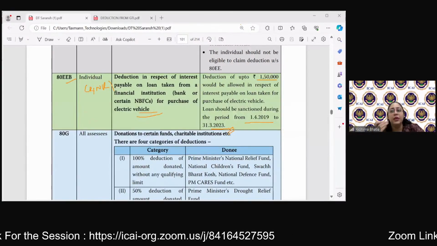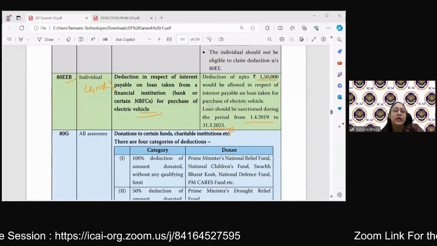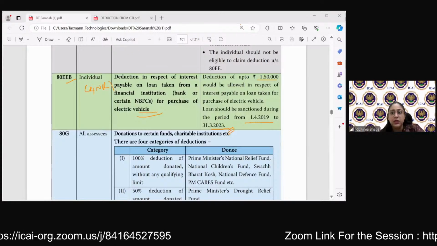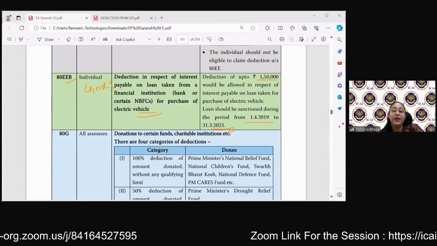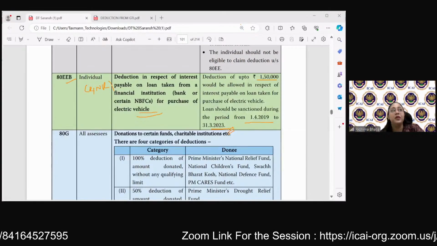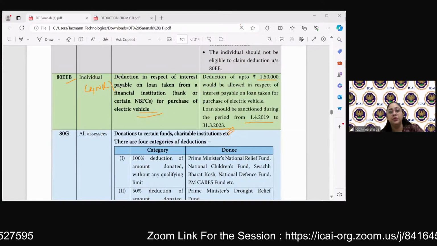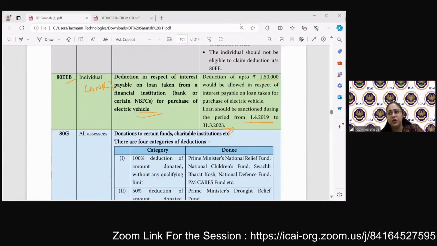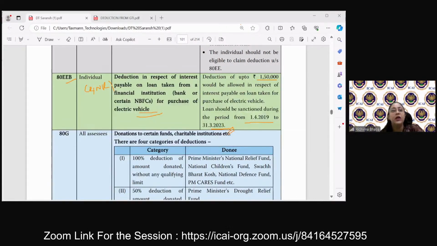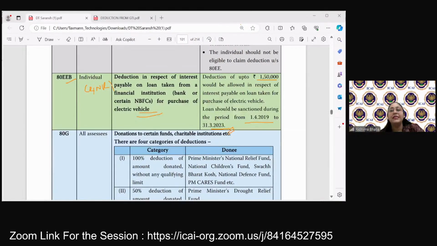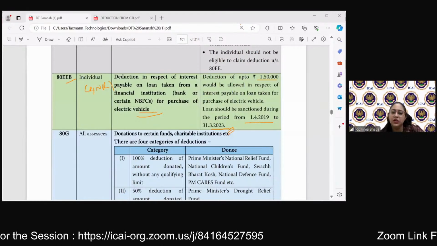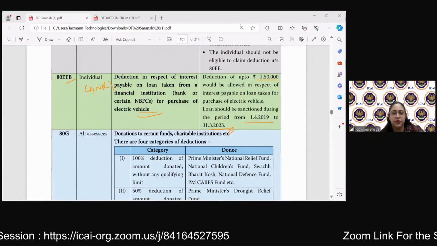Ritika, see, better is to claim 24B if there is a let-out property. 80EEA, if you want to claim, again, I'm saying there is no restriction that you should do it like that. The point I'm telling is from the tax planning purpose. You want to claim 80EEA, not a problem. But claim 80EEA only if you have sufficient income, suppose you have salary income and all. Otherwise, better is to claim the entire amount in 24B. Reason being, the excess interest, if any, would be carried forward. If you have sufficient income, claim it under 80EEA.